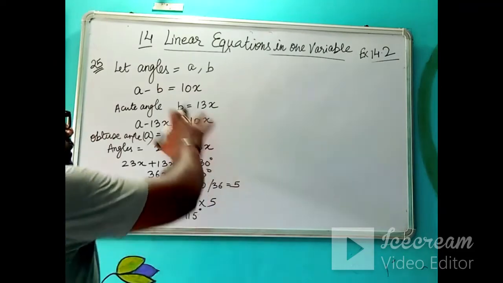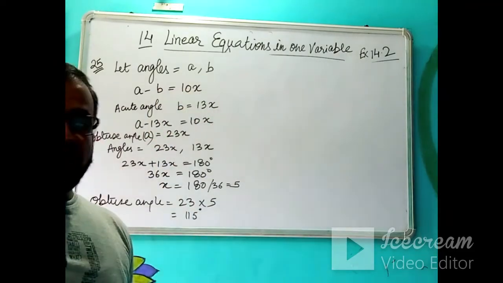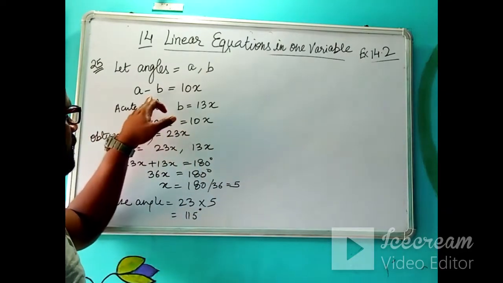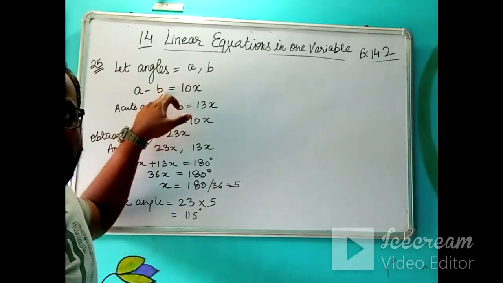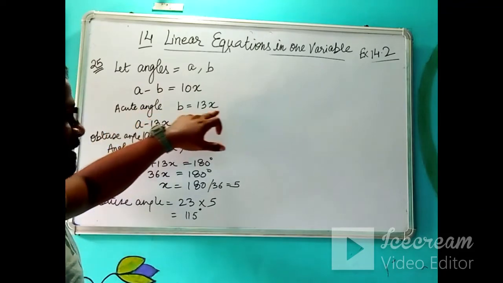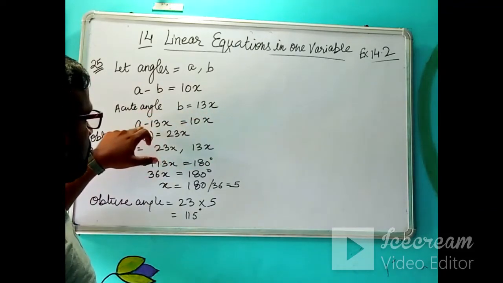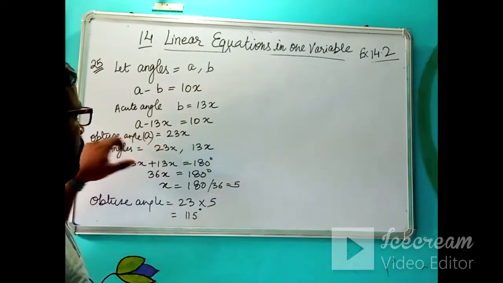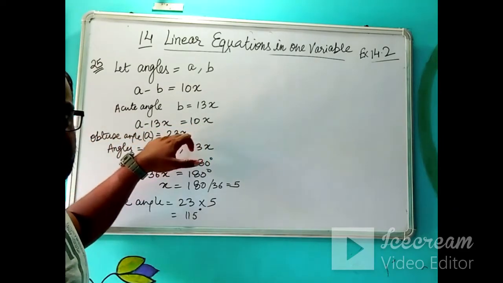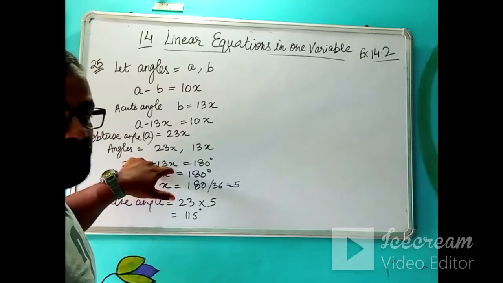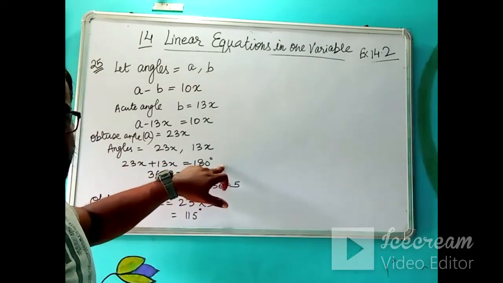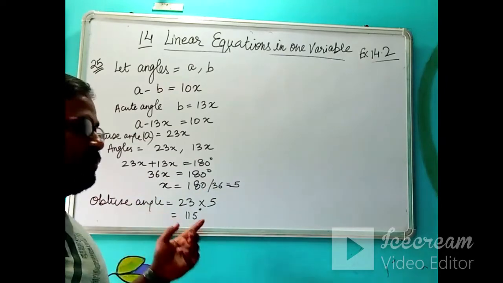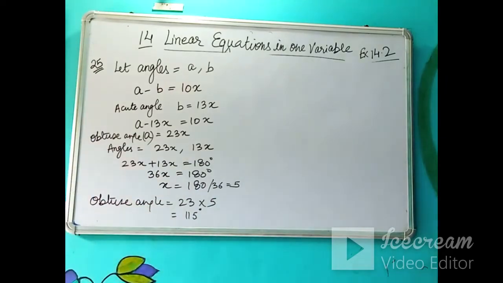So the difference of these two angles was 10x. Acute angle was 13x. Since the difference should be positive, B will be the acute angle. So B is 13x. So A minus 13x equal to 10x. From here I got obtuse angle equal to 23x. Then the sum of acute plus obtuse will be 180 degree for supplementary angles. So from here I got x equal to 5. So what is our obtuse angle? 115 degree.